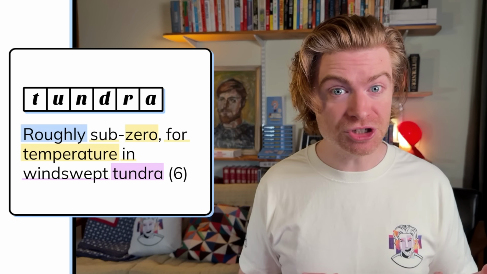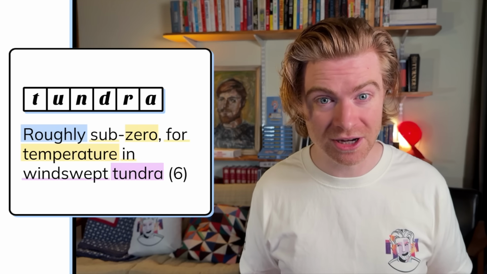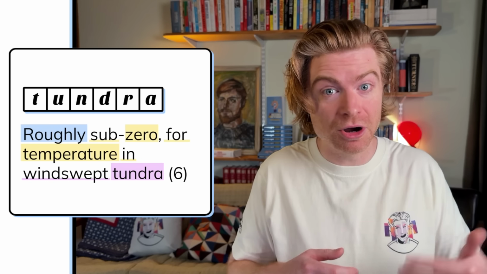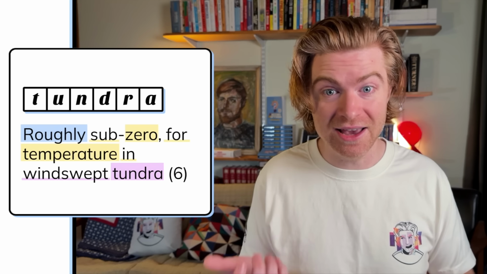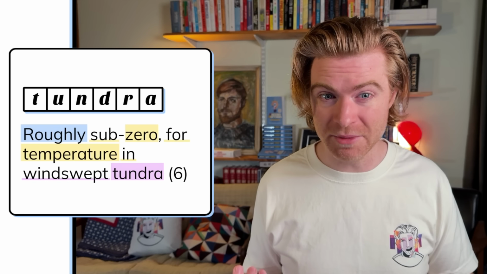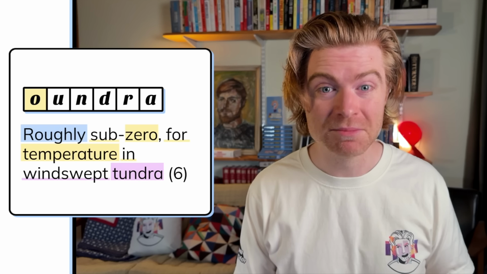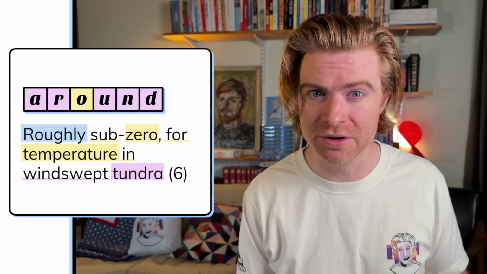And for temperature, you can swap in a T because T is a legitimate abbreviation of the word temperature. And so here we're being told to substitute 0 in for the T in tundra before we anagram it. We take the T out of tundra, we put an O in its place, and we anagram it. We can get the word around, another word for roughly.